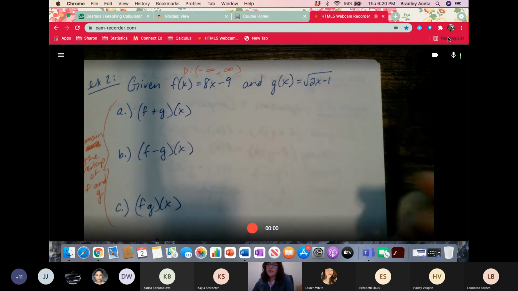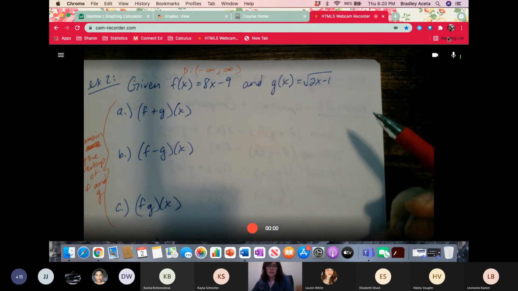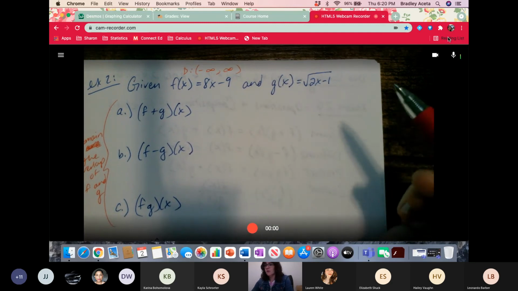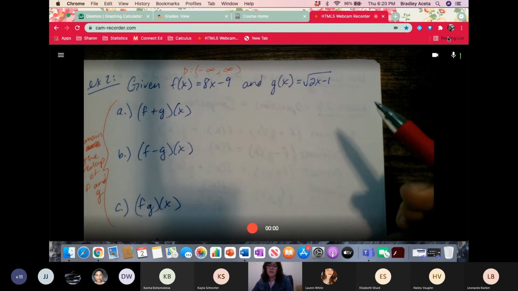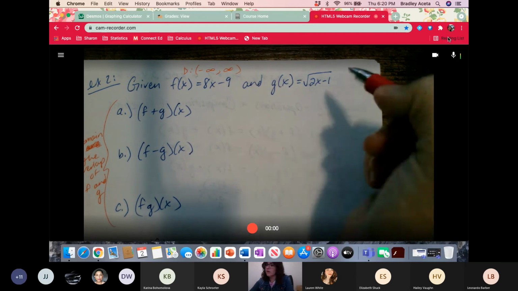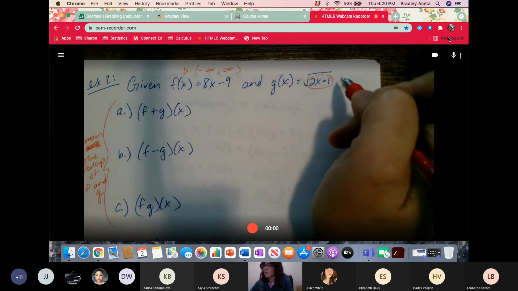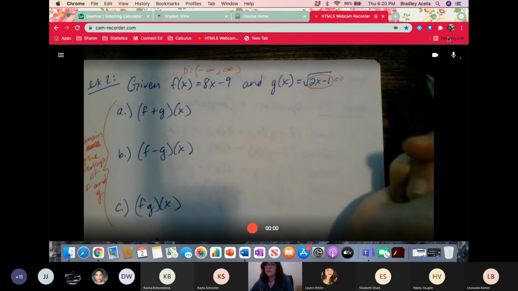But the domain for a square root is different. If you remember, square root is that like it curves over to the right. You can't take the square root of a negative. You can take the square root of 0, but you can't take the square root of anything below 0. So what you do is you set this underneath the square root greater than or equal to 0.